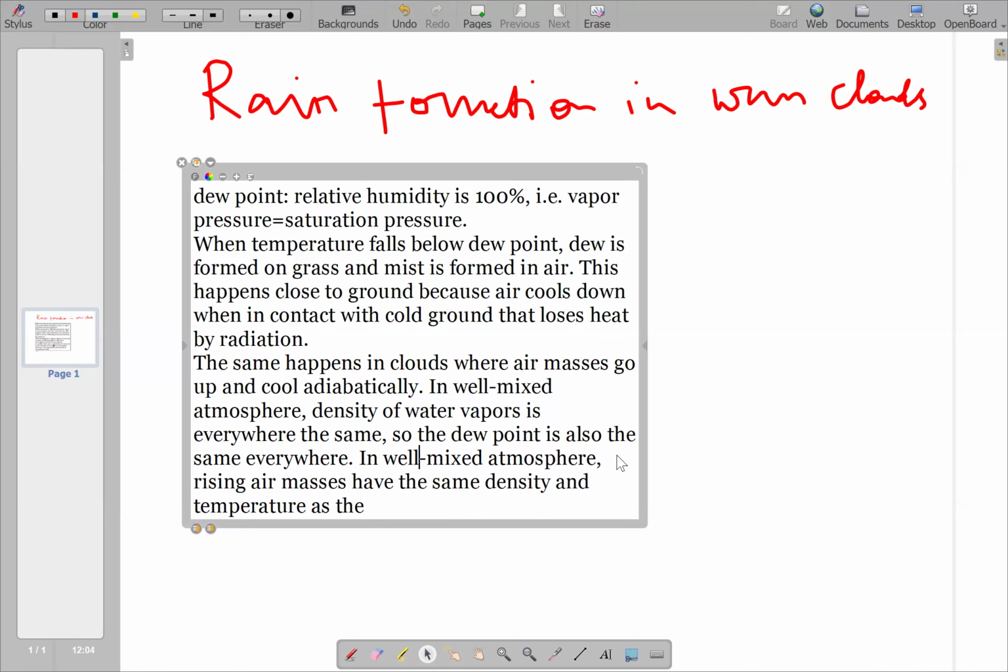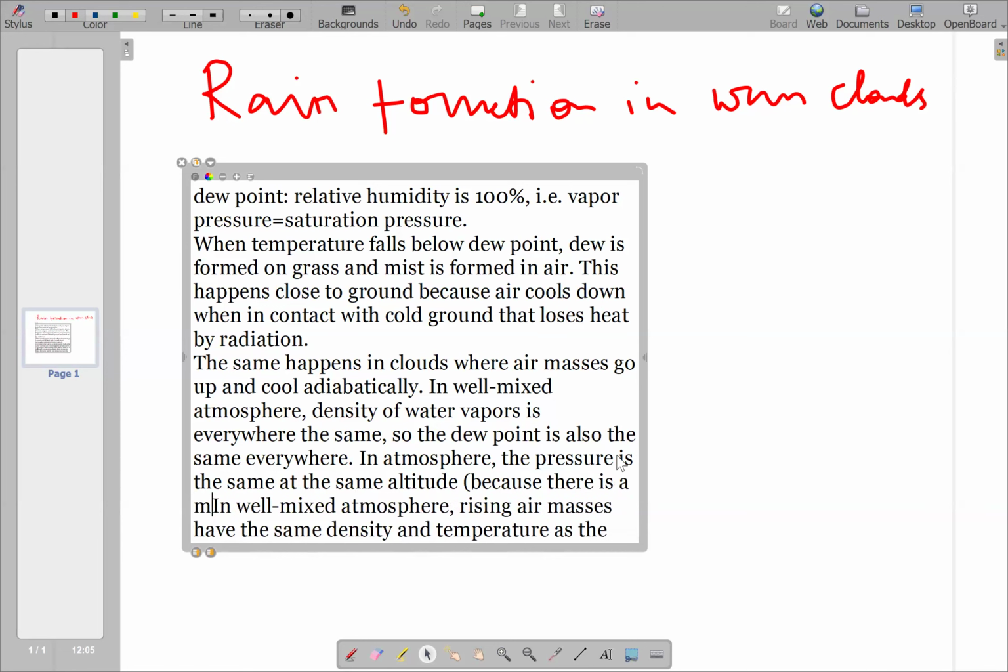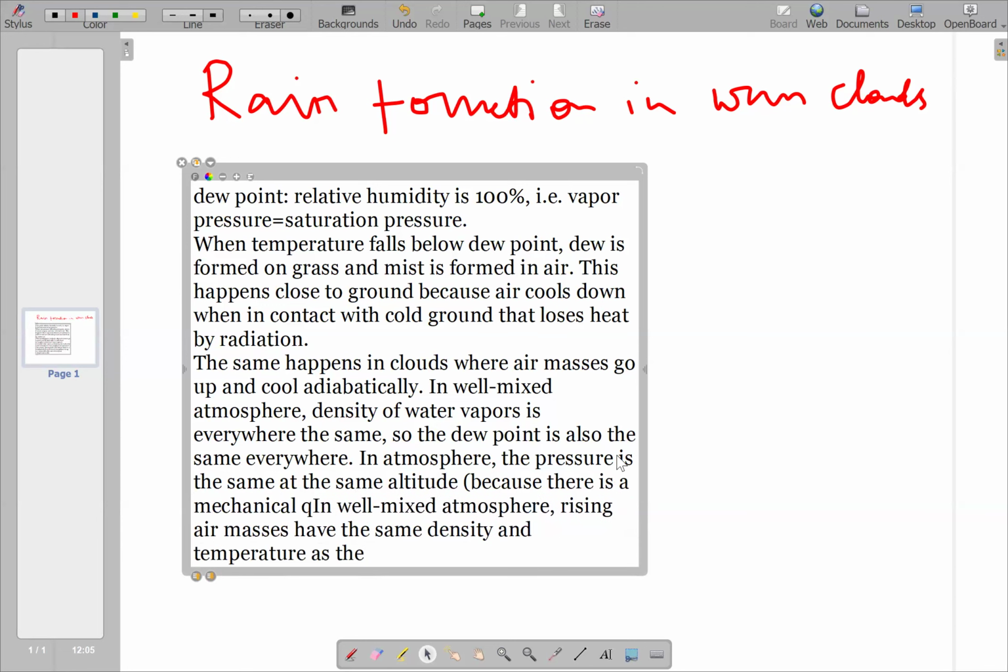It's actually even not only in a well-mixed atmosphere, but anyway always in the atmosphere, at least at close distances. At large distances you have cyclones and anticyclones, but at close distances the pressure is the same. The pressure is the same at the same altitude, because if it were not the same, pressure would push the air masses sideways, because there is mechanical quasi-equilibrium.